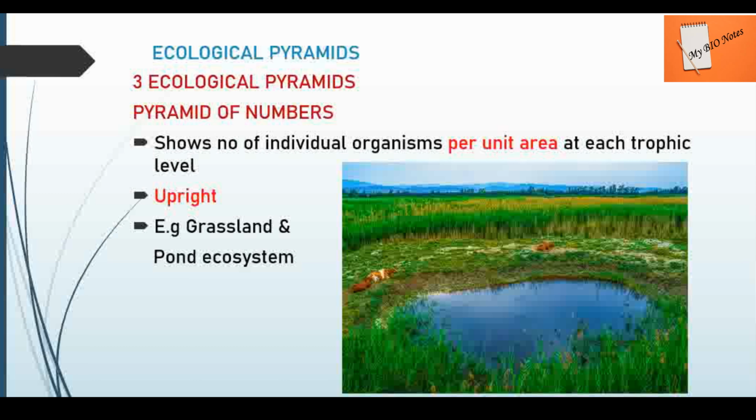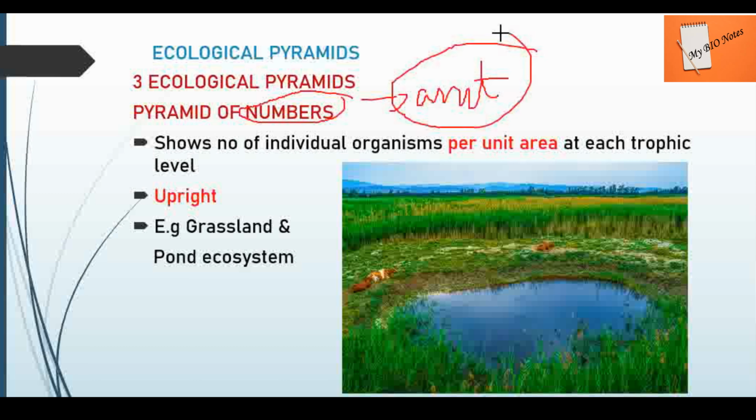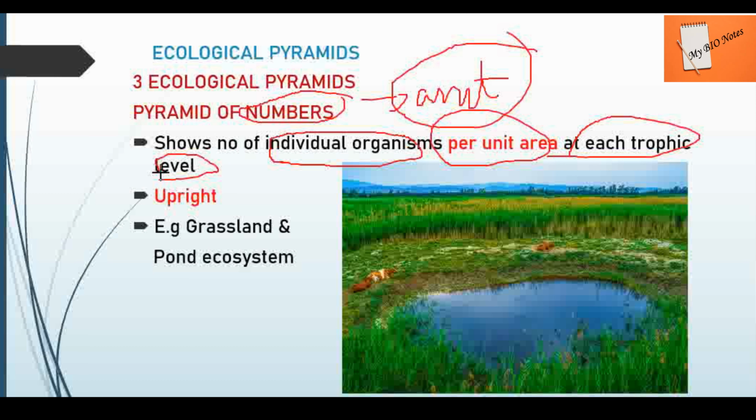Okay, coming to the main topic, ecological pyramids. So what are the pyramids? First is the pyramid of numbers. From the name itself you can infer it is about numbers, the amount of organisms at each trophic level. It shows the number of individual organisms per unit area at each trophic level. So that's what a pyramid of numbers is. Easy, right? It's just how many organisms there are per unit area.